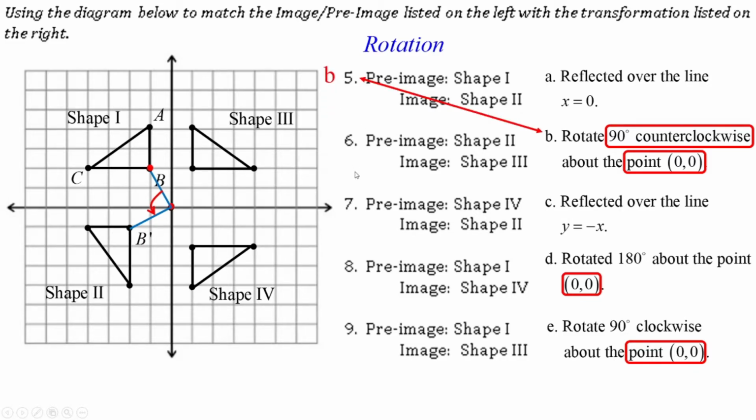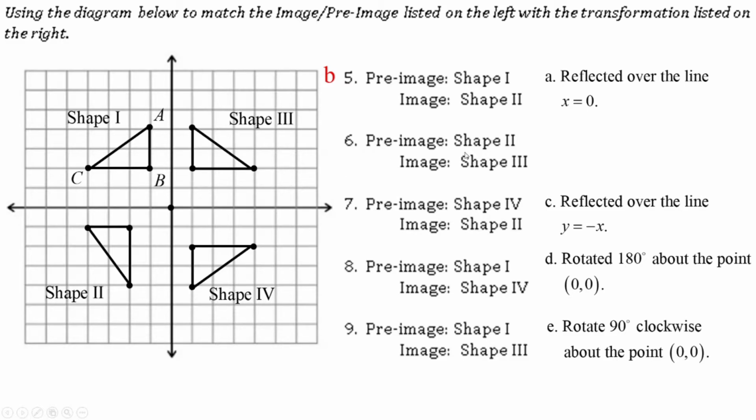Okay, let's look at 6 then. The pre-image now is shape 2, and the image is shape 3. So this does not look like a rotation. This one looks like we reflected over a diagonal line right there. So I'm thinking reflection, all right? And now I look over here, A is a reflection, C is a reflection. So I know already that it's A or C.